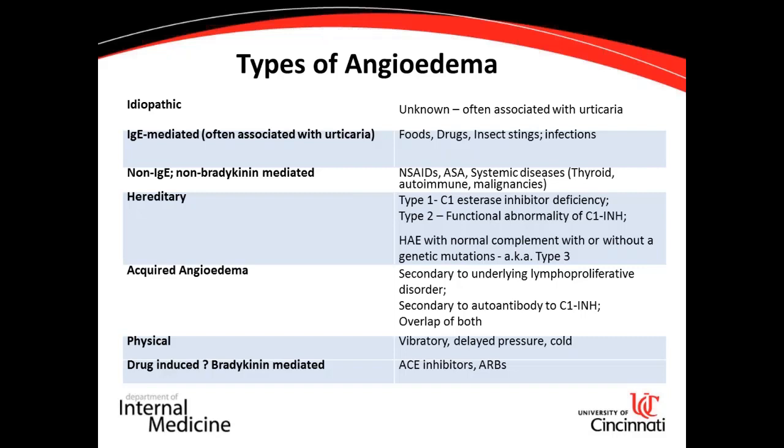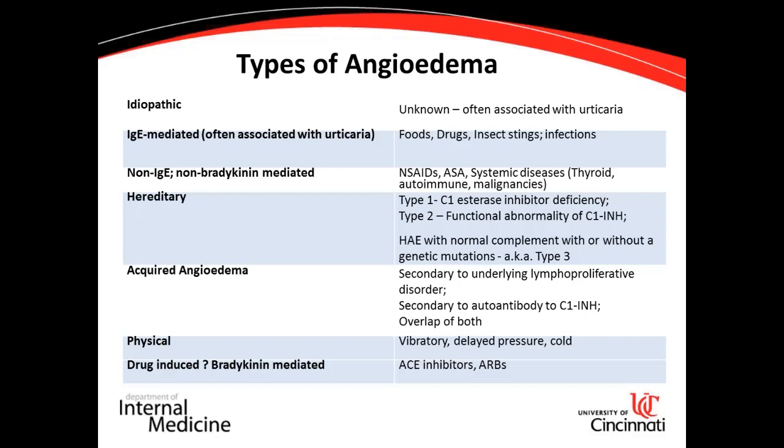Now, hereditary angioedema is a rare autosomal dominant disease which affects about 6,000 people in the United States, where patients have a deficiency of C1 esterase inhibitor, or they have the C1 esterase inhibitor, but it doesn't function correctly. There are also other types where patients have normal complement levels, which we refer to as type 3, that may have this condition as well, but this is less well defined.